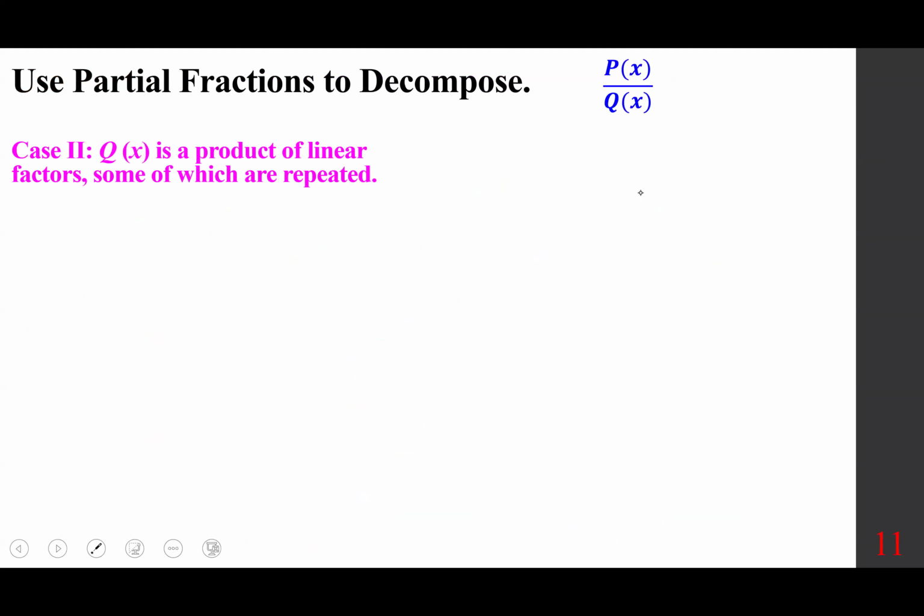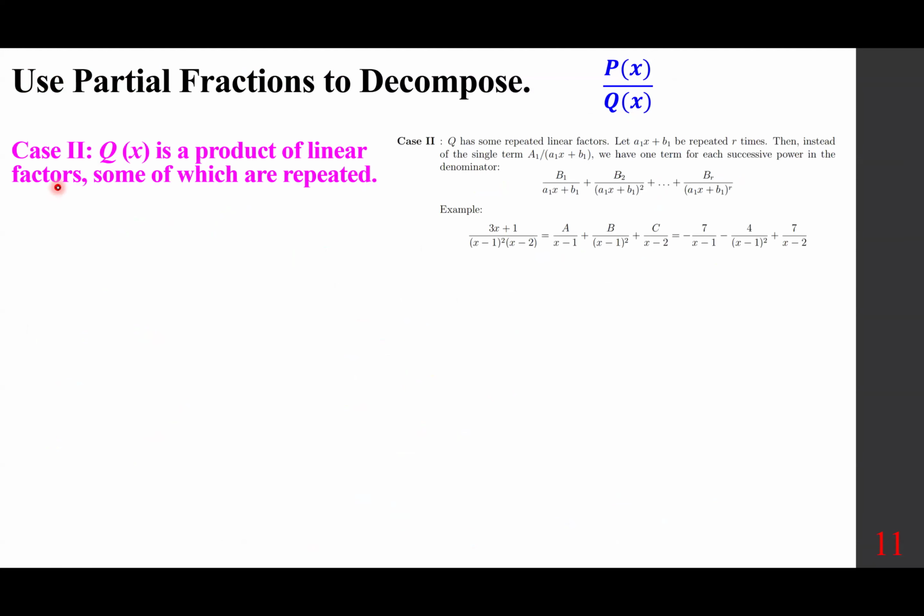What about other cases? Case number two, I'll explain the cases and we'll look at examples. Q of X, the denominator, is a product of linear factors, some of which are repeated. Previously, nothing was repeated. So if that is the case, for example, this one being repeated to the power of 2 or even to the power of r. Here's an example: 3x plus 1 over x minus 1 squared times x minus 2. You write a over x minus 1 plus b over x minus 1 squared. If you have more, you put c over x minus 1 cubed and so forth.